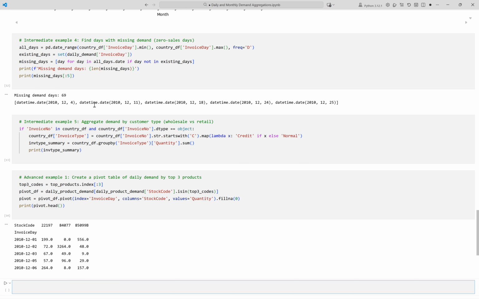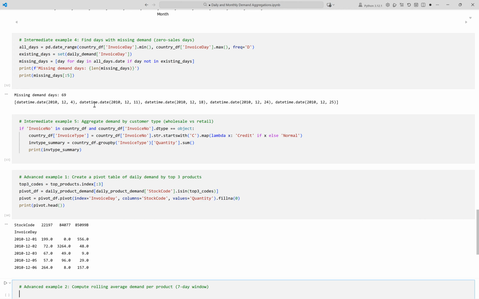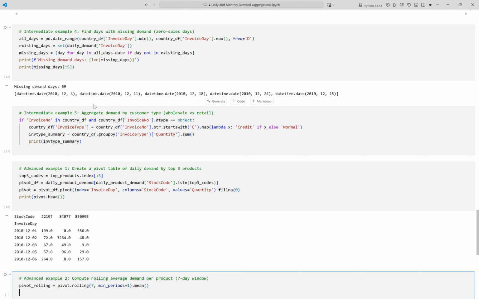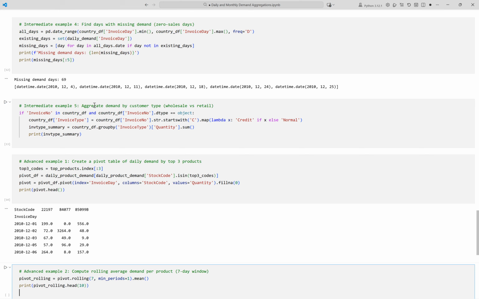Operational analytics uses rolling averages to smooth out daily noise and spot trends. We take our pivot table and apply a 7-day rolling mean window. This computes the average sold per product for the current day and previous 6 days. We print part of the result. This is used in supply chain to set order points and spot trends.